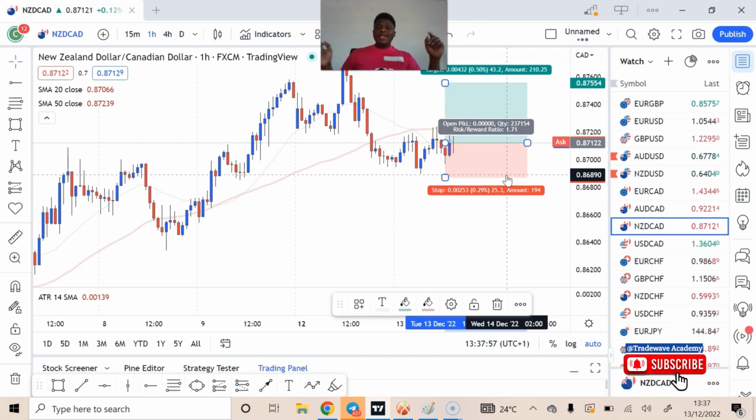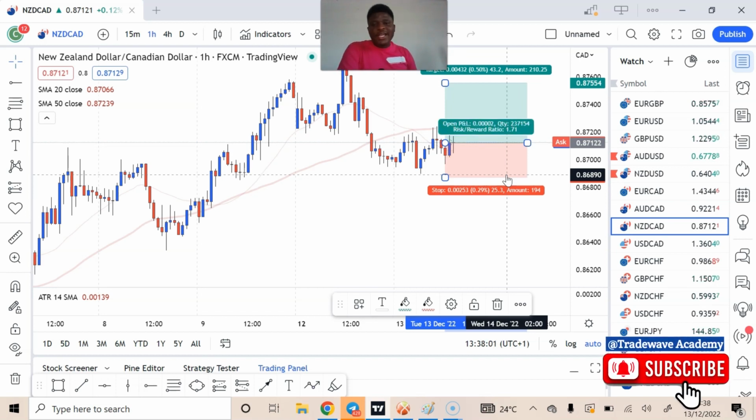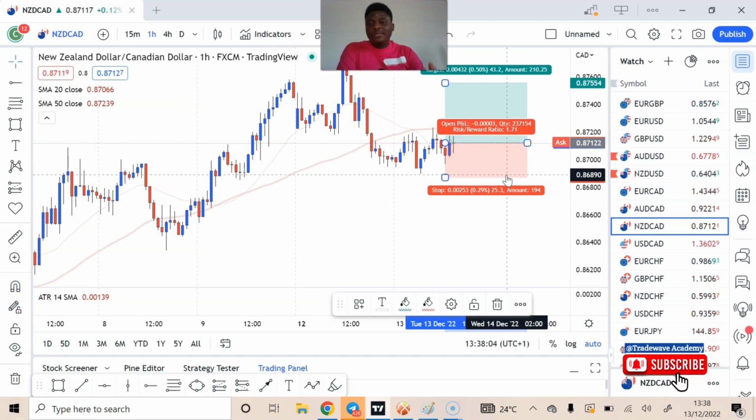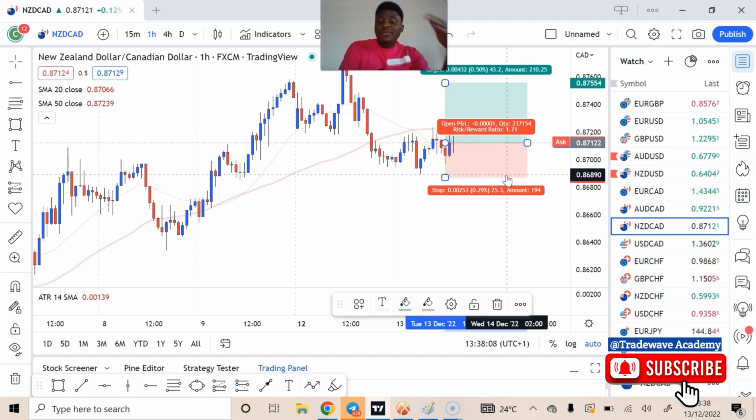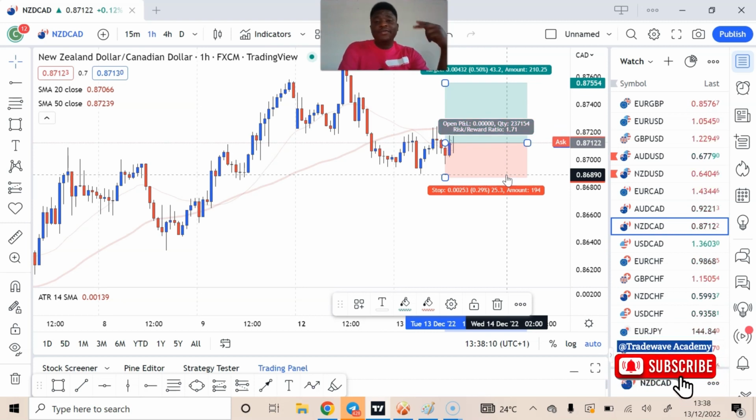So use the ATR, and make sure your stop loss value, compared with the ATR in pips, is at least 1.5 times or at least 2 times the ATR. Okay, make sure your stop loss value is at least 2 times or 1.5 times the ATR.